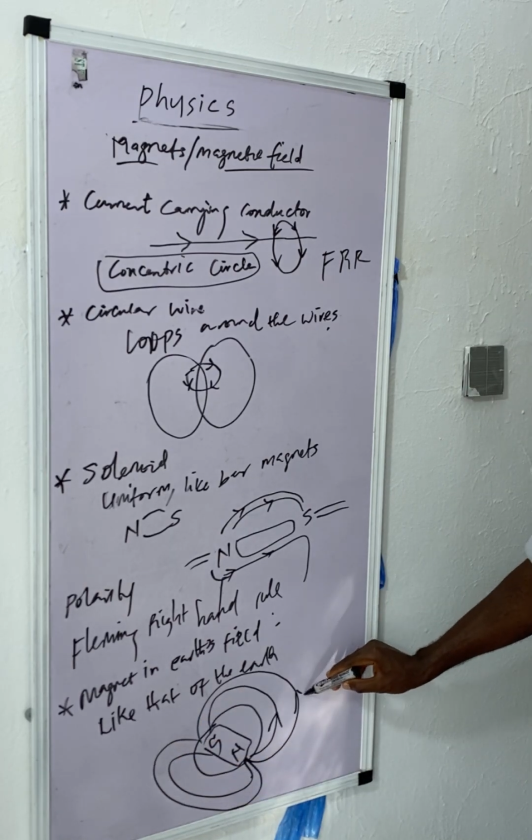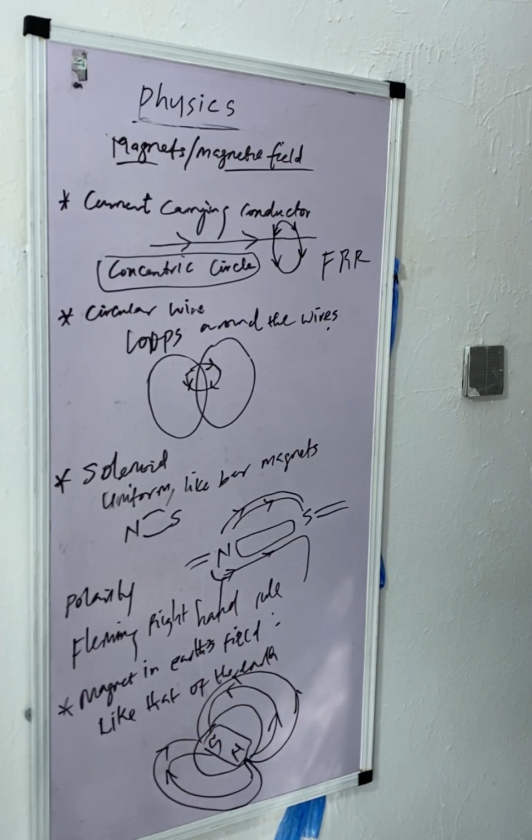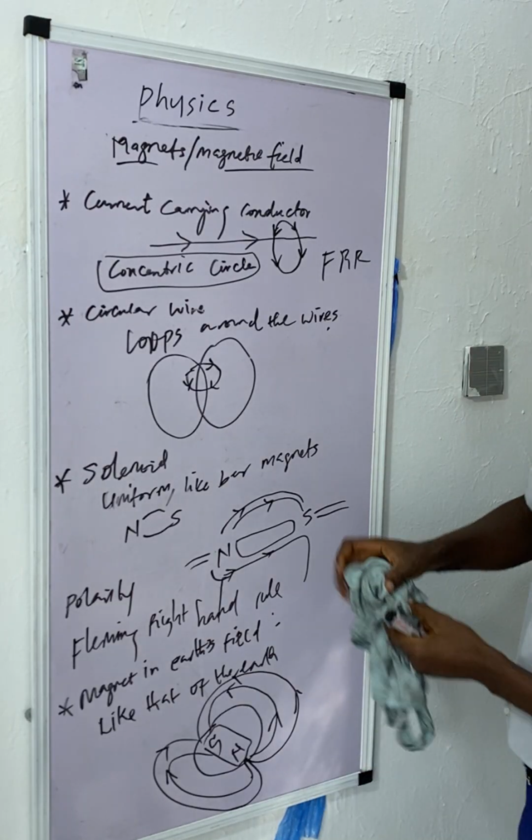All right, so the direction, always remember the normal pattern is from north to south pole. Just like that. Now let's understand Fleming's right hand rule.